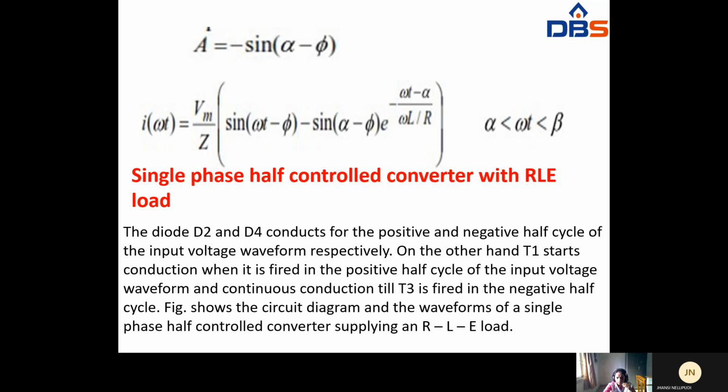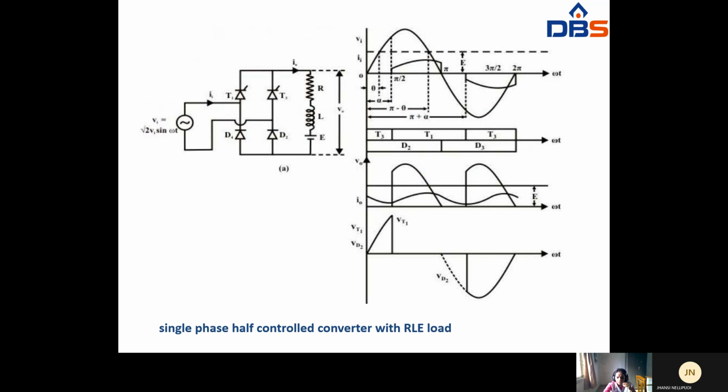So this is a single phase half wave controlled converter with RLE load. Here we have T1 and T2, and D1 and D2 will be there. Here resistance, inductor and battery E will be there.